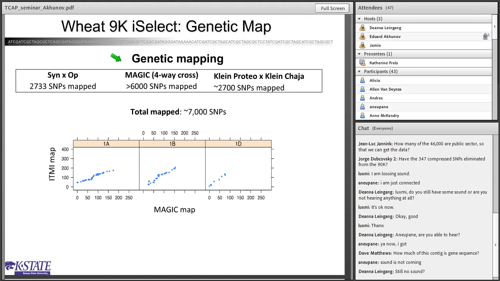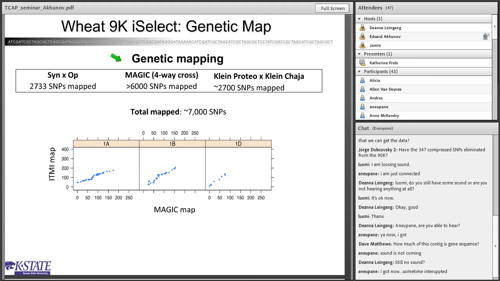which was done in collaboration with the Australian group, Matt Hayden and Colin Kavanagh, we mapped more than 6,000 SNPs. Then there was also a population that was provided by George Dukovsky, where we mapped 2,700 SNPs. All this data was integrated, and in total we have nearly 7,000 SNPs that are mapped in this mapping population.